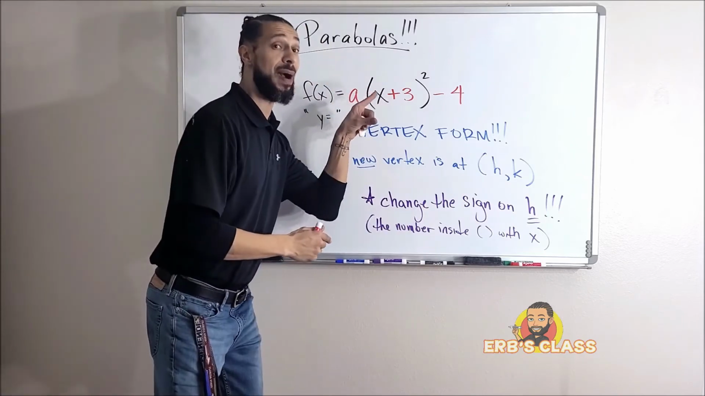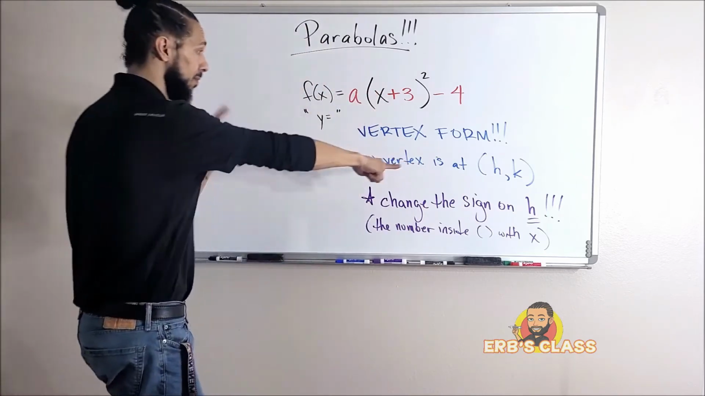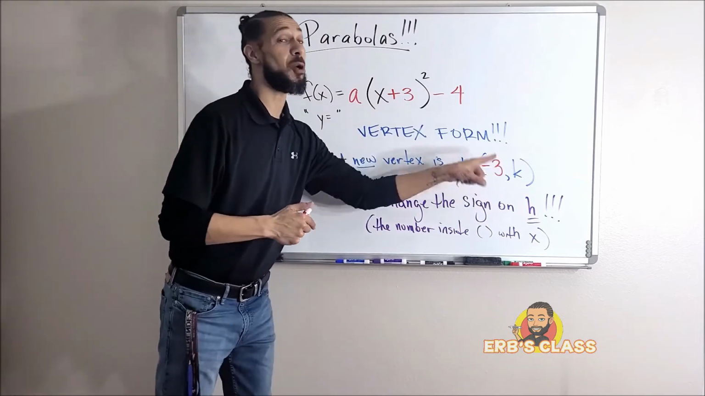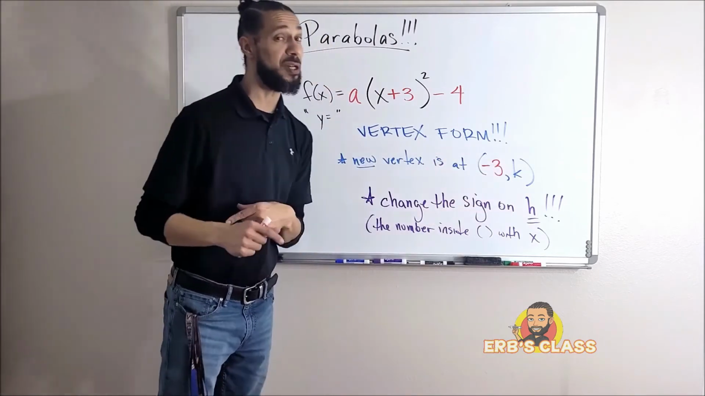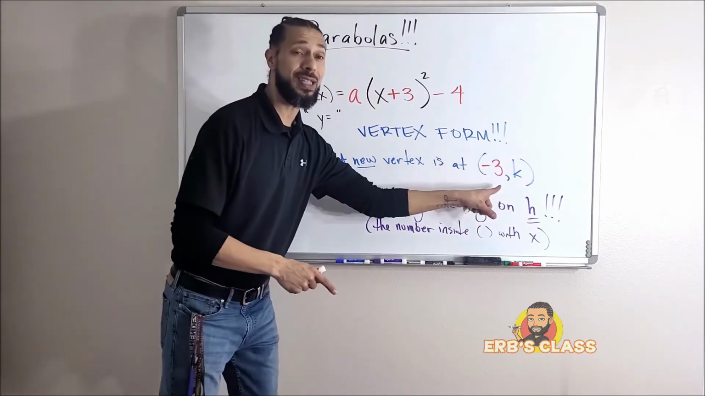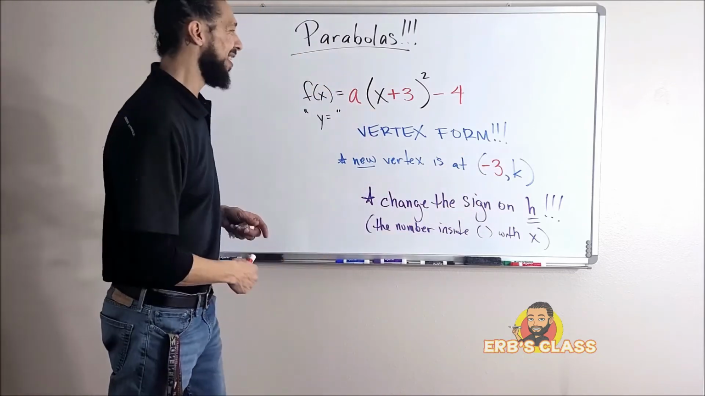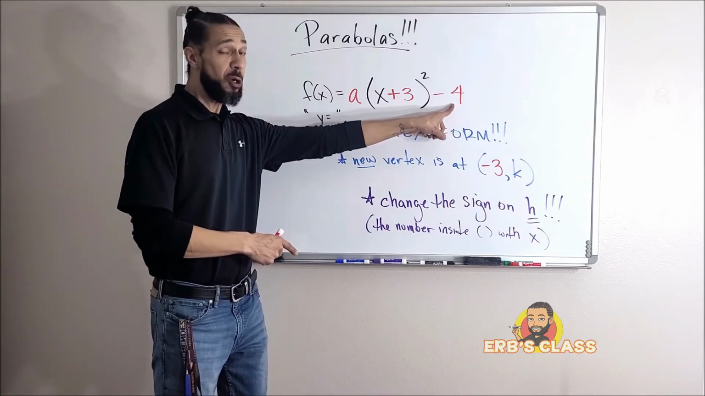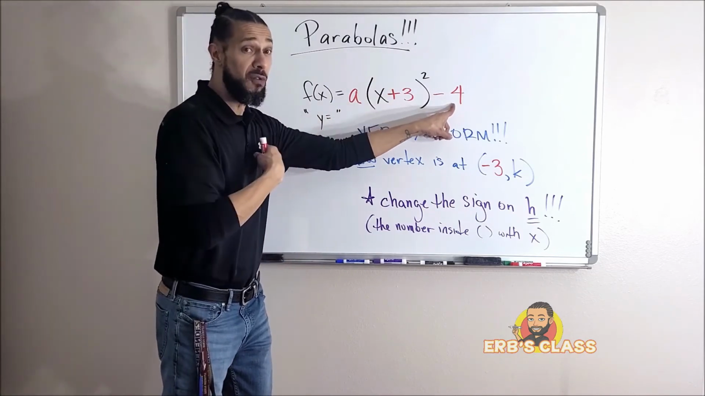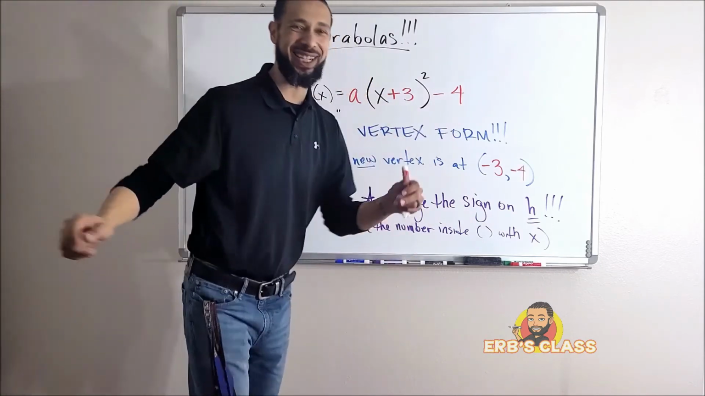So my new vertex x value is good. And don't forget, that's also the equation of the axis of symmetry. That x value of the vertex is the same as the axis of symmetry. Oh yeah. So remember the y, we don't change. We don't change the vertical movement, so good.